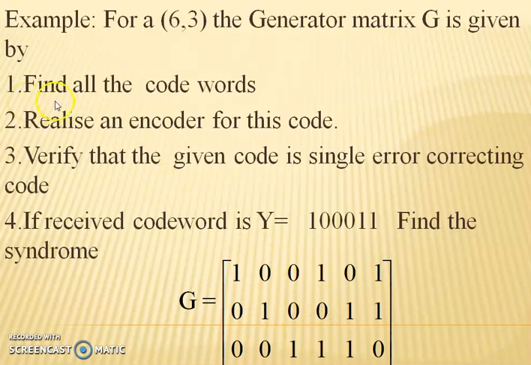The first is to find all the code words. Second, realize the encoder for the given (6,3) code. Third, verify that the given code is a single error correcting code. And the last one: if the received code word, denoted as Y, is given as 100011, you are supposed to find out the syndrome.